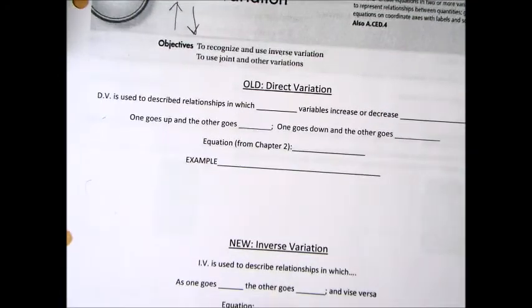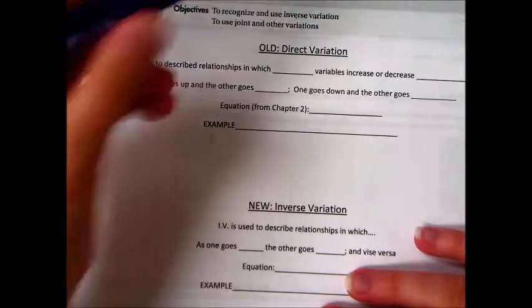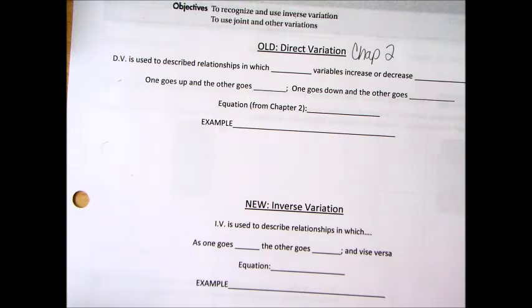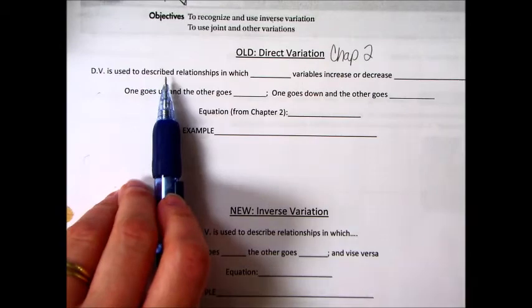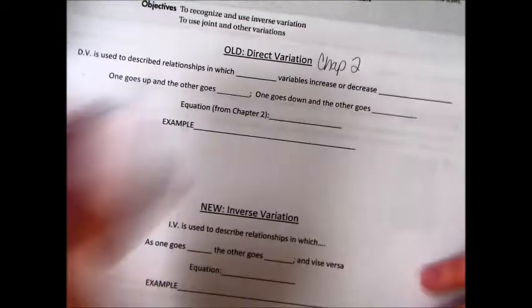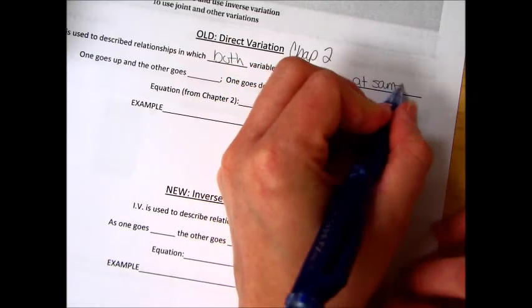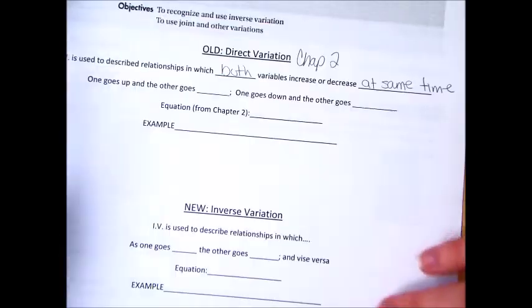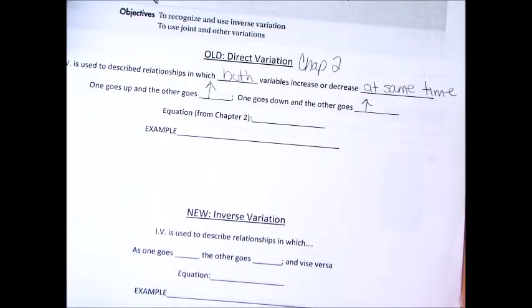Before we start, I do want to talk about the difference between direct variation and inverse variation. Now, direct variation you did learn in Chapter 2 in Algebra 2, but you also learned about it in Chapter 5 of Algebra 1. Direct variation is described as a relationship in which both variables increase or decrease. So both of them increase or they both decrease at the same time. So direct means they're both doing the same thing. As one goes up, the other would go up as well. And the opposite is true. As one goes down, the other one would go down.